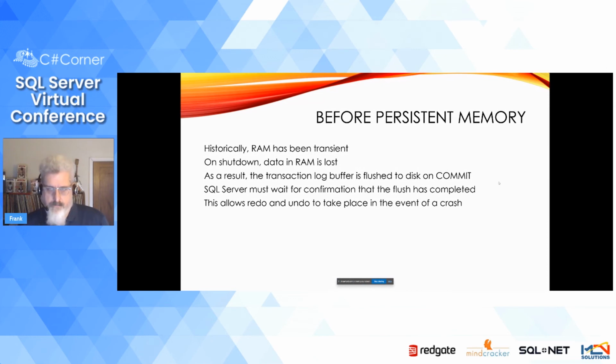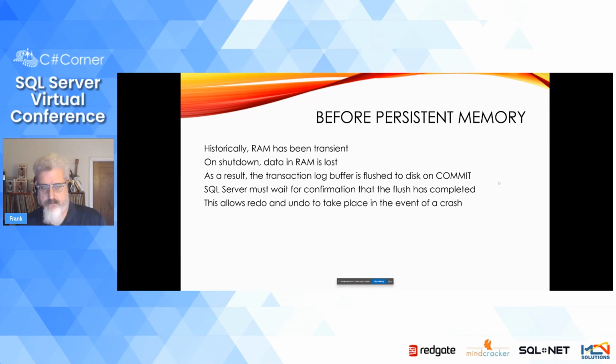And just at a general level, before persistent memory, RAM is transient. So you have memory on your server. Anything that's written into that memory, when the server restarts, will all be lost. And this is why the transaction log buffer is flushed to disk on every commit, because the log buffer lives in RAM. If it doesn't flush it out and the server restarts, you're going to potentially lose transactional data, which you can't have happen.